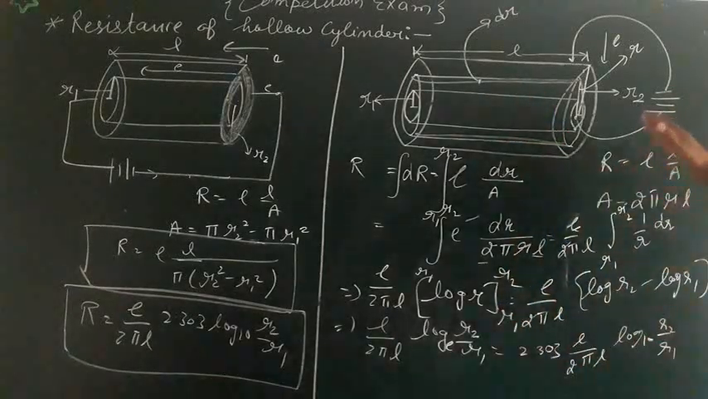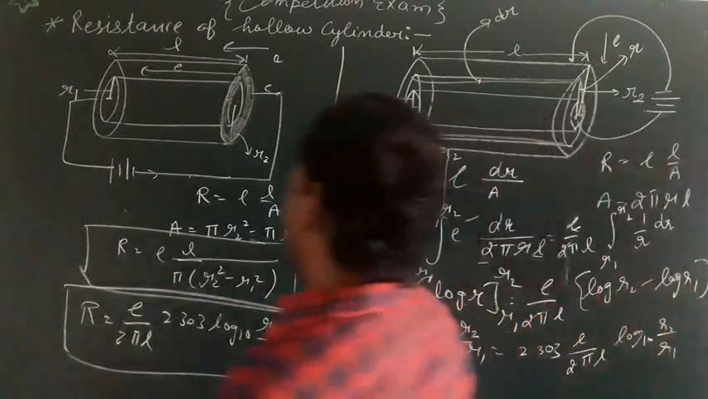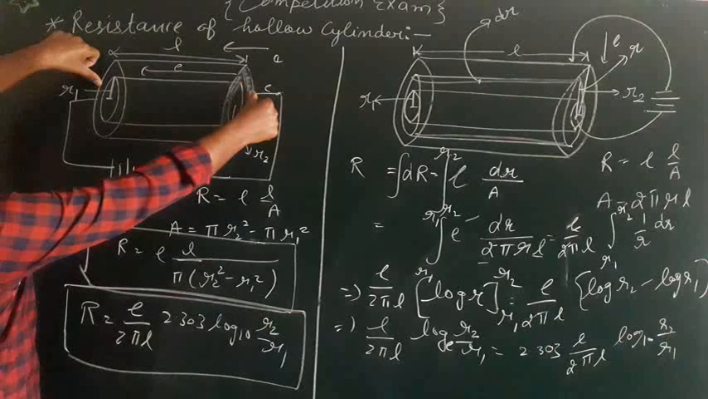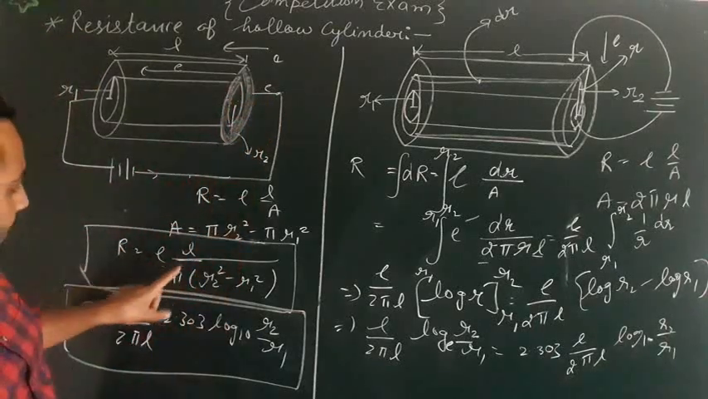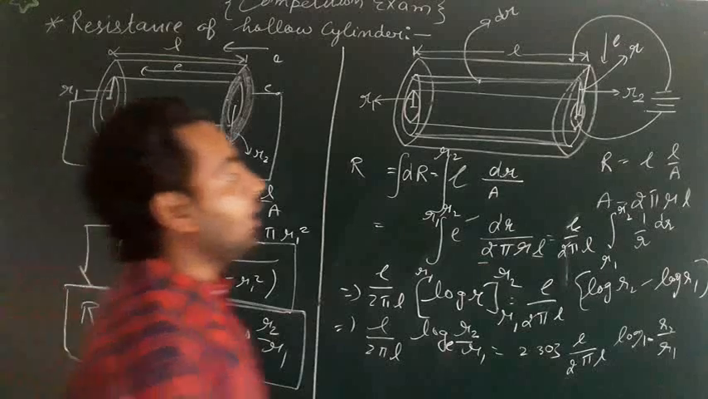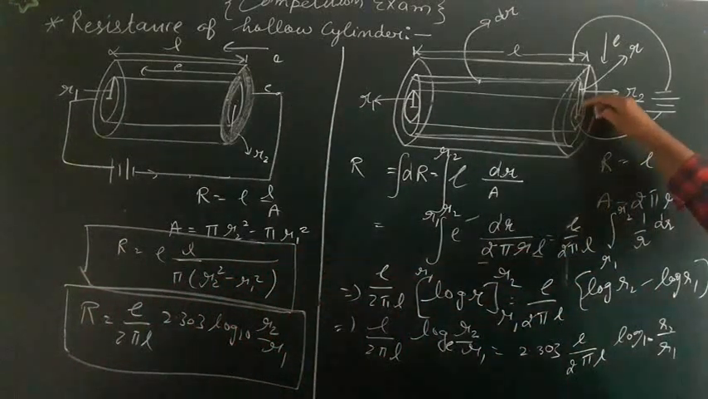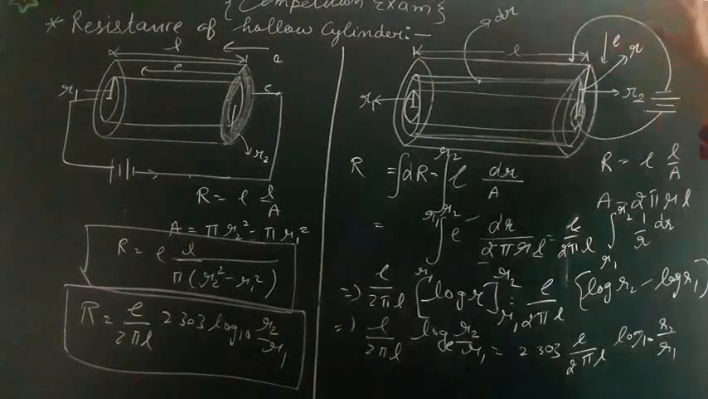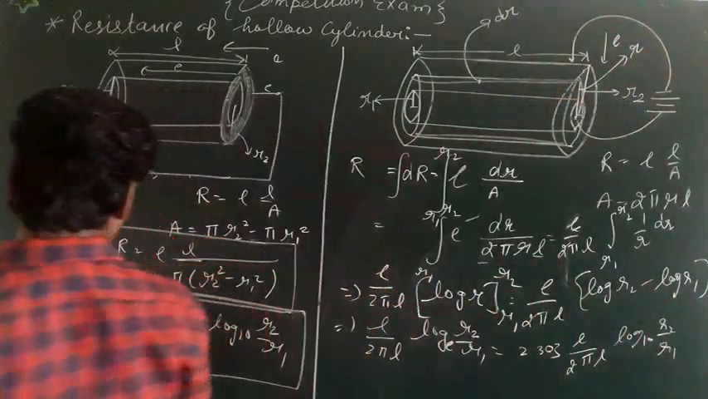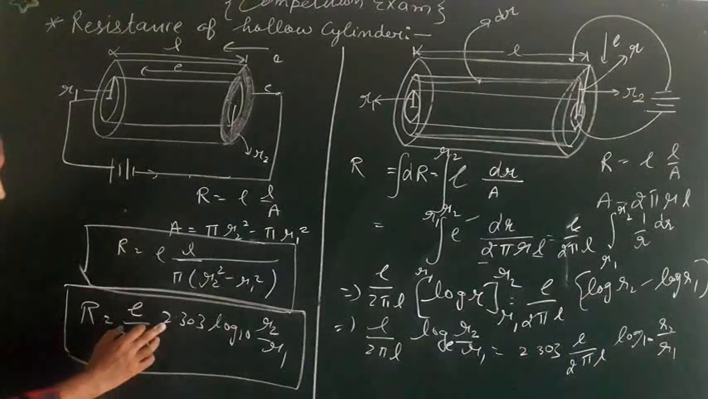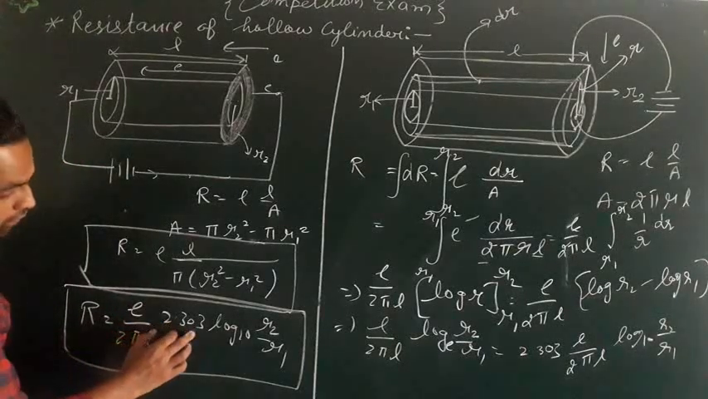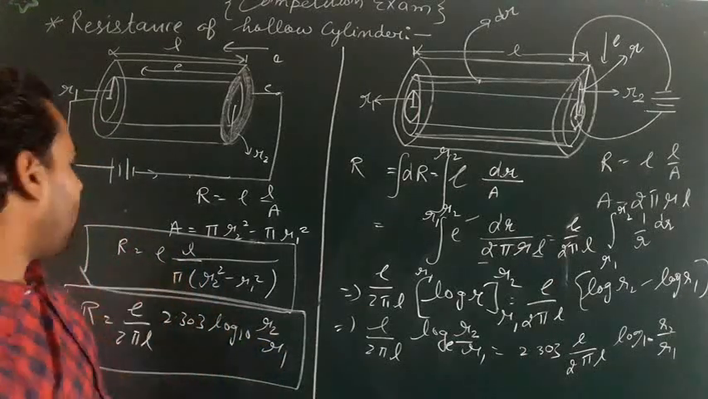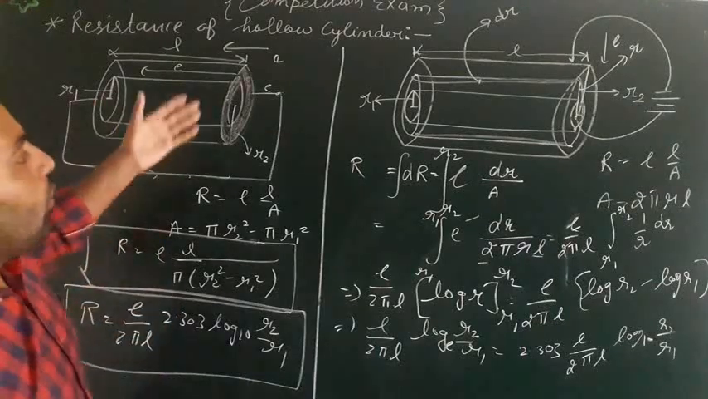After integrating it, we reach the conclusion that the resistance of a hollow cylinder has two cases. One is when the battery is connected to the two ends like this, where the resistance is R equal to rho L by pi times R2 square minus R1 square. And when one end of the battery is connected to the inner cylinder and the other end to the outer cylinder, then the resistance of the hollow cylinder is equal to rho divided by 2 pi L into 2.303 log 10 R2 divided by R1. By putting the values of R1 and R2 we can find the resistance of a hollow cylinder.